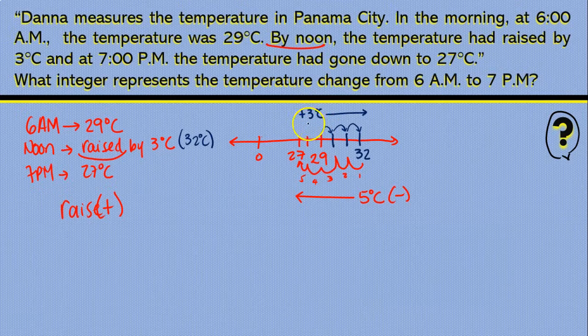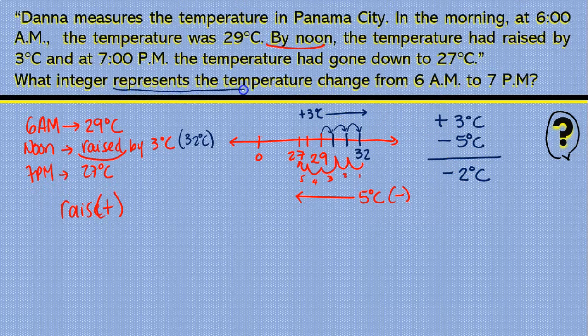What changes were done in the temperature? The first one was a positive 3 degrees Celsius, and then we had a negative 5 degrees Celsius in the second half of the day. So the net difference here is minus 2 degrees Celsius, explaining why the integer that represents the temperature change from 6 a.m. to 7 p.m. is 2 degrees Celsius to the left.